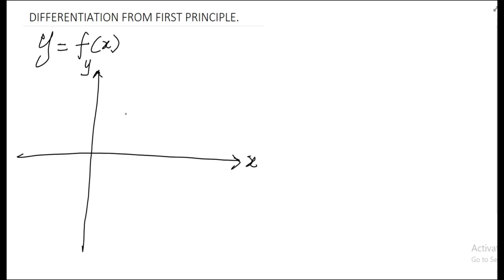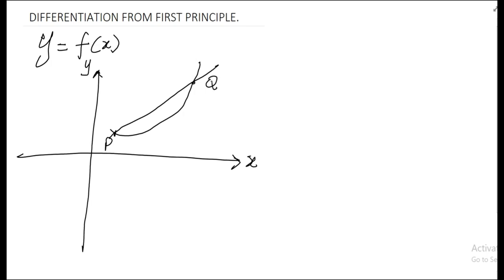So for instance, you have a curve. Let's define the secant from 2 points. Let's name this point P and let's name this point Q on the secant.